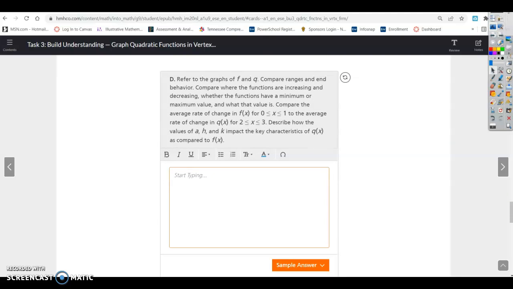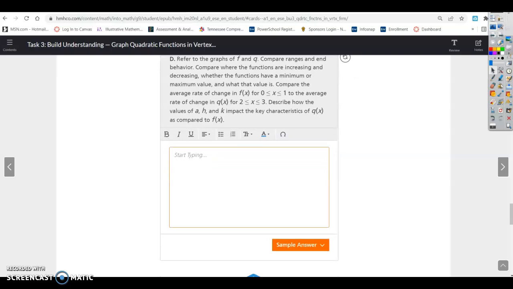All right, so it says refer to the graph of f and q, compare ranges and end behavior, compare whether the functions are increasing and decreasing, whether the functions have a minimum or maximum value, and what the value is. Compare the average rate of change for f of x over the domain 0 to 1 to the average rate of change of q of x for the domain from 2 to 3. Describe how the values of a, h, and k impact the key characteristics of q.